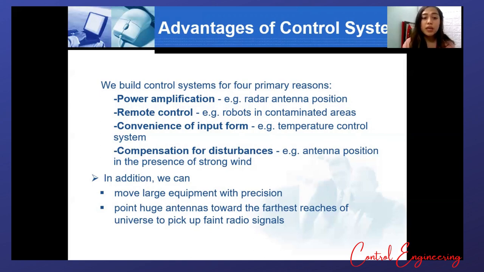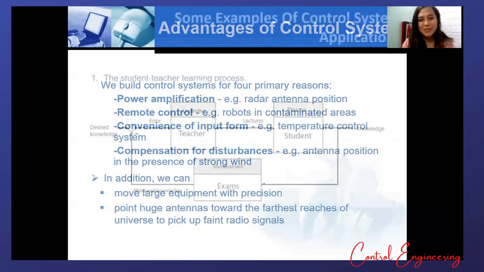In addition, we can move large equipment with precision and point huge antennas toward the farthest reaches of the universe to pick up faint radio signals.